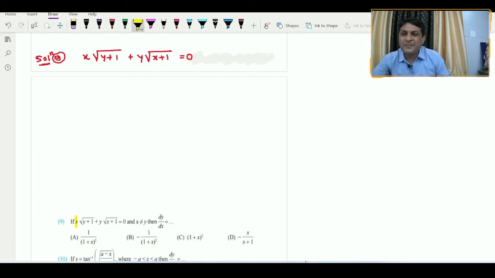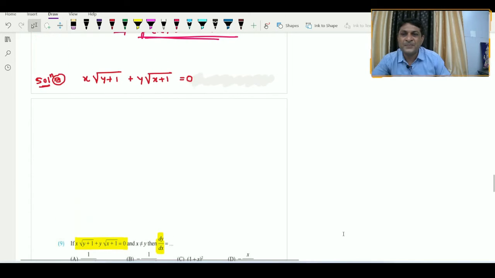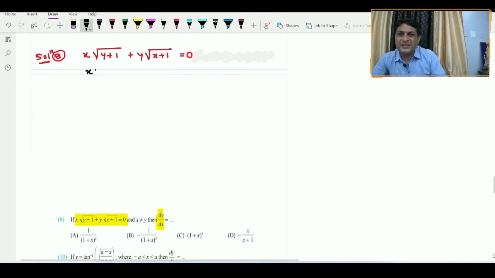Now in example number 9, this is the given function. Here we can easily observe that the given function is an implicit function and we have to find its derivative. We have one shortcut method to find the derivative of an implicit function, but first we are simplifying this function. So try to understand how to simplify it. Keep the first term x under root y plus 1 as it is. The plus term on the right hand side will become minus y under root x plus 1.